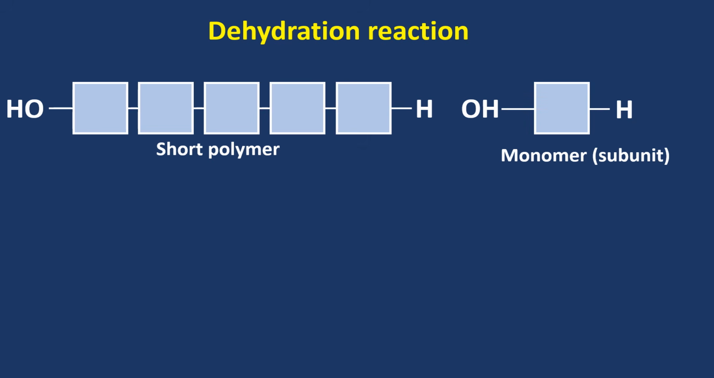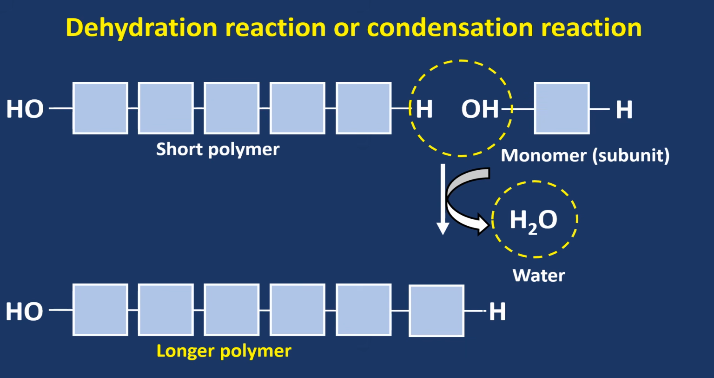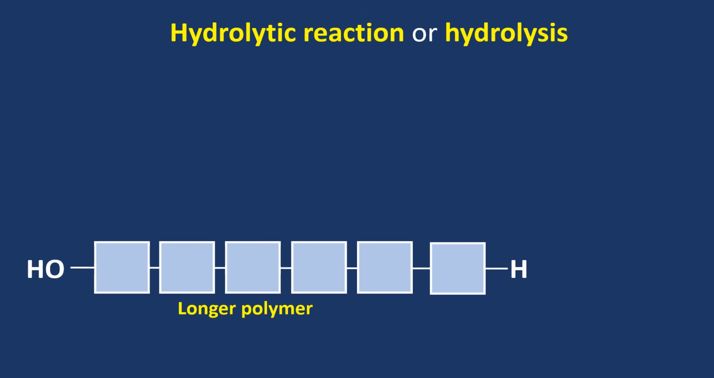Enzymes are required for this reaction. Enzymes are biological catalysts that speed up biochemical reactions. They will help us to link the monomer to the polymer by removing a water molecule. A dehydration reaction. The opposite process is hydrolysis, a catabolic reaction in which water is used to break down polymers into monomers.